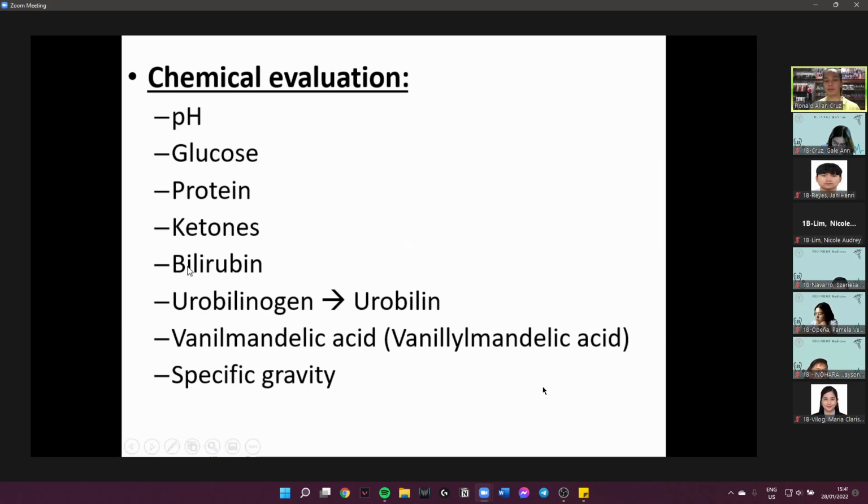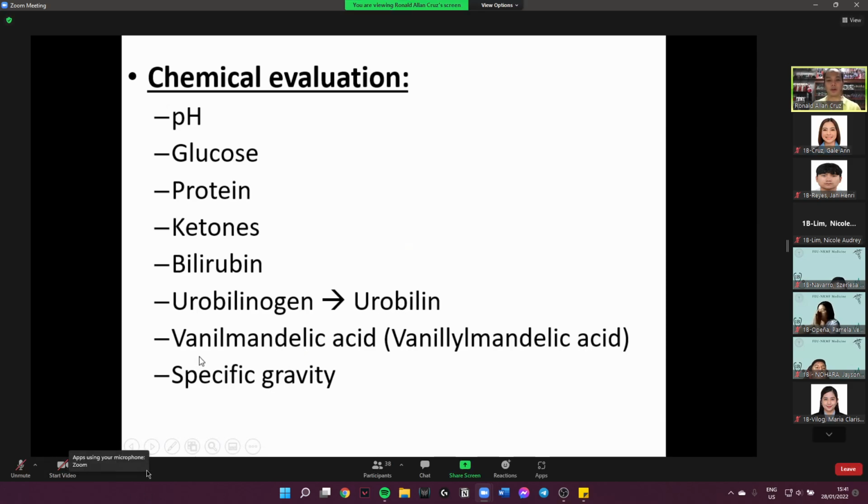Then that also appears in the urine. So bilirubin is also determined. So this would be coming from the breakdown of your red blood cells. Also your urobilinogen, your VMA or vanillylmandelic acid. So this would come from metabolism of your catecholamines, and specific gravity. Now, specific gravity, just like what I've said a while ago, I'm not a medical technologist. Some articles will classify specific gravity as a physical property. Some will say it's part of your chemical evaluation because your specific gravity can also be determined using your dipstick.